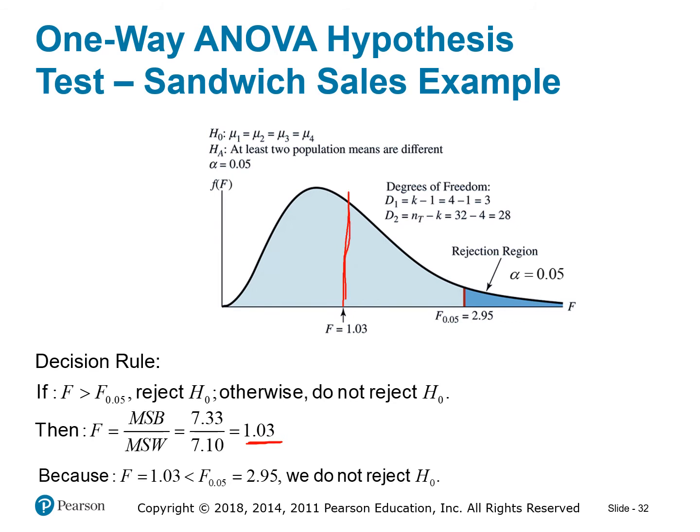Which means that it's not in the rejection region. We're going to fail to reject. It looks like there's no difference in average order between all of my 4 stores. Good times. That's it.